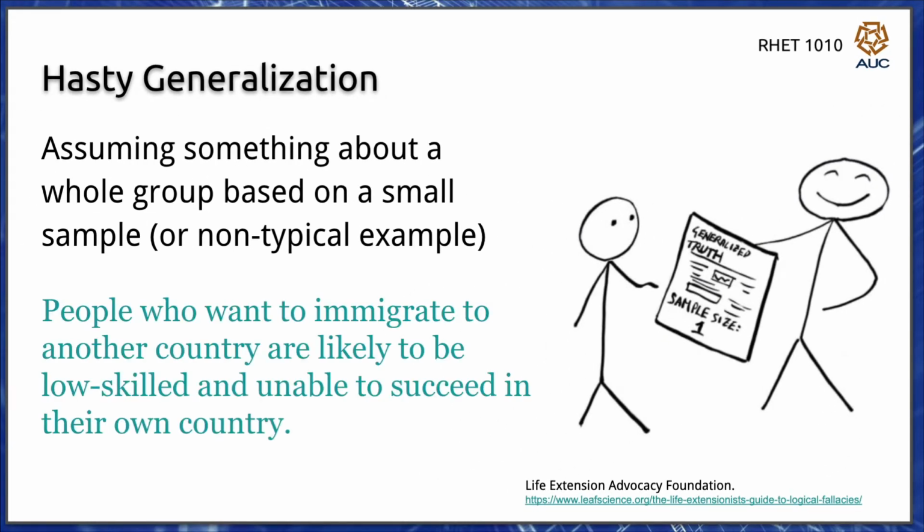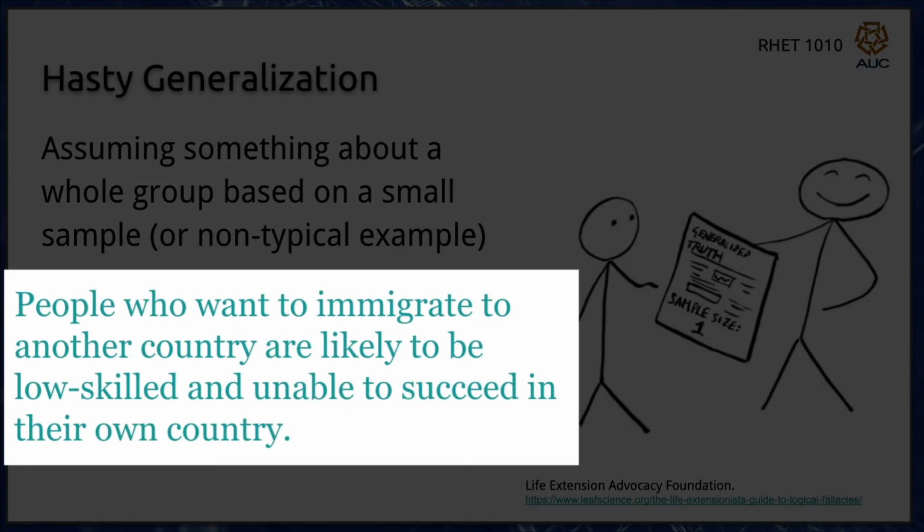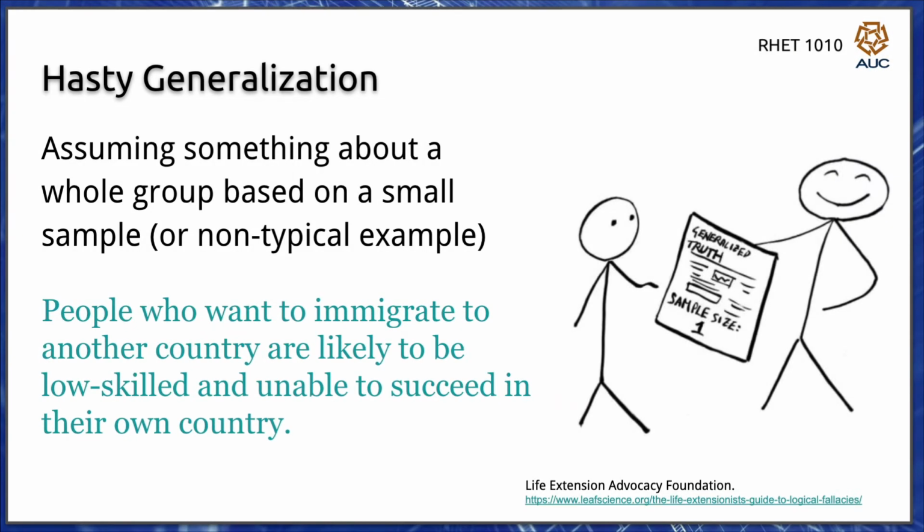Let's look at this example sentence. People who want to immigrate to another country are likely to be low-skilled and unable to succeed in their own country. Now, how's that a hasty generalization? Well, it might be generalized based on the author simply looking at 1 or 2 cases of people who wanted to immigrate, and they were low-skilled and unable to succeed. And so the author is saying that anybody who wants to immigrate to another country is likely to be low-skilled and unable to succeed. Hasty means he made it too fast, and he should have been waiting to see what all of the data said before he drew that generalization.